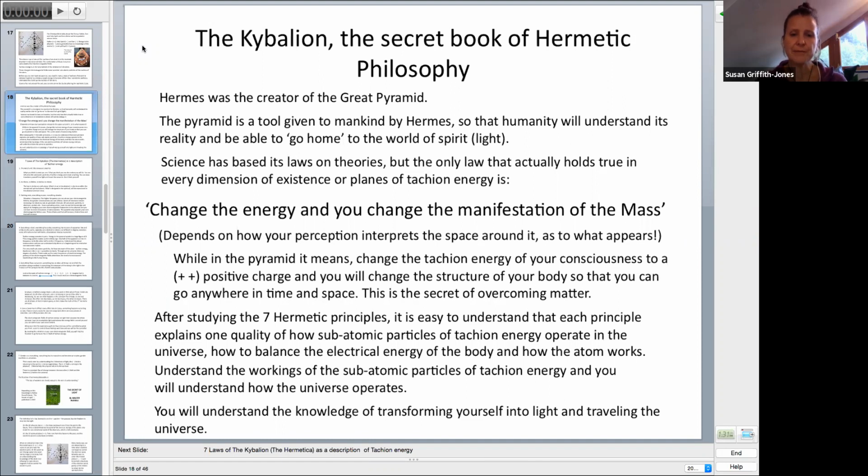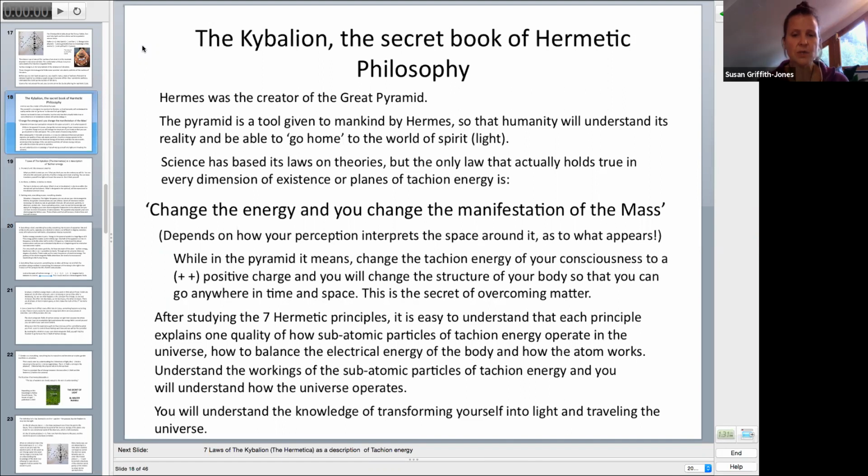While in the pyramid, it means change the tachyon energy of your consciousness to a positive charge, and you will change the structure of your body so that you can go anywhere in time and space. And this is the secret of overcoming matter. So after studying the 7 Hermetic principles, it is easy to understand that each principle explains one quality, and I'm about to read these to you now, of how subatomic particles of tachyon energy operate in the universe, how to balance the electrical energy of the body, and how the atom works.